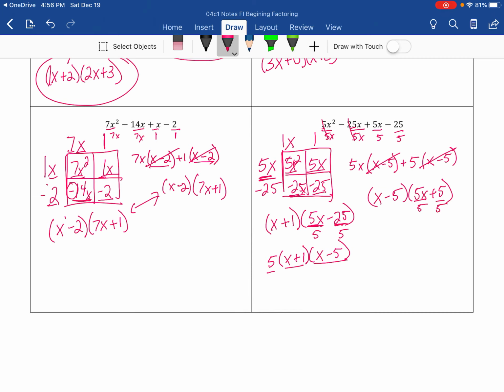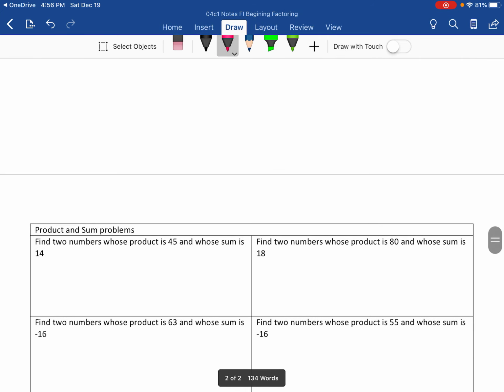The same thing can be said here. These two have a common factor of 5. I can factor a 5 out. And so this ends up being x plus 1. And so do you see that you have the same thing?